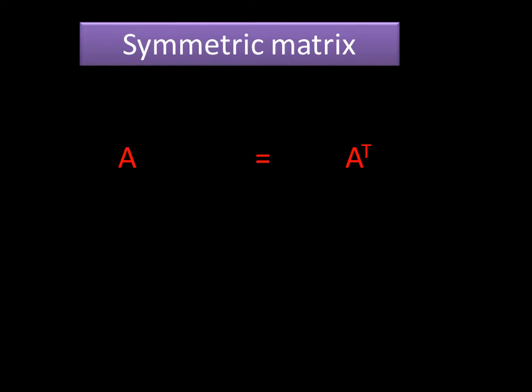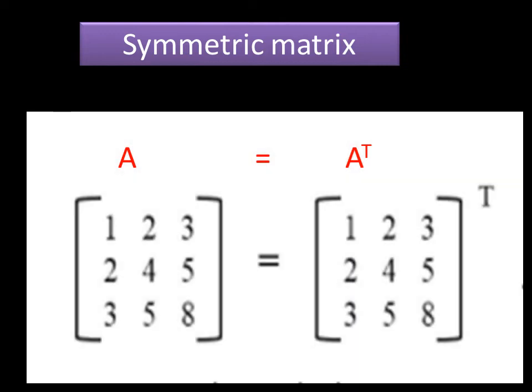Now it's time to describe symmetric matrix. A square matrix is said to be symmetric if it is equal to its transpose. For example, we have a matrix A which is a square matrix. If we take the transpose of matrix A and it is also equal to the matrix A, then this type of matrix is called symmetric matrix. For example, we have a matrix A whose elements are 1, 2, 3, 2, 4, 5, 3, 5, 8. When we take the transpose of the square matrix A, it will give us the same value as that of A. So we can say matrix A is a symmetric matrix.